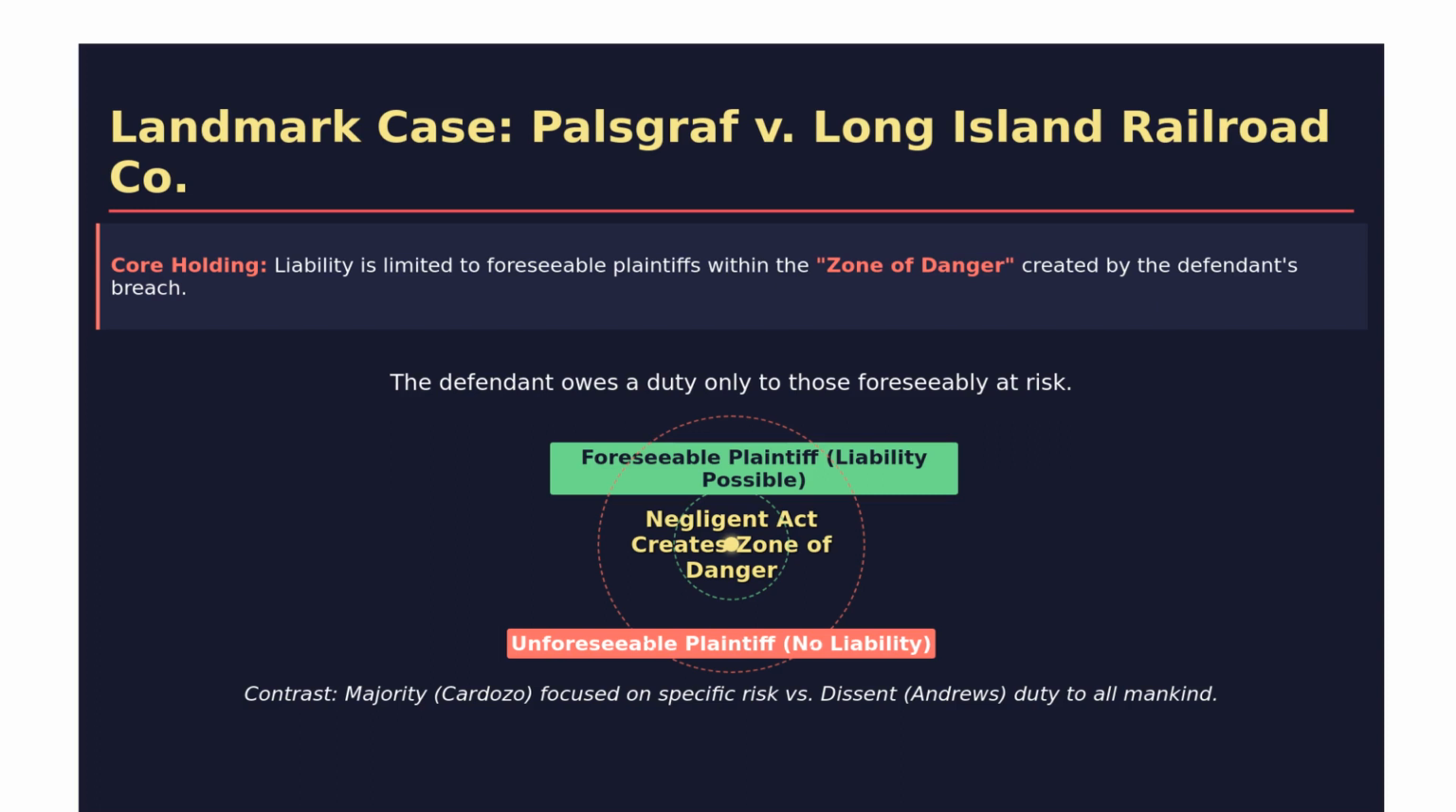The dissent, however, argued for a broader view, suggesting that if you breach a duty to anyone, you owe a duty to all mankind. For the bar exam, remember the majority rule: foreseeability defines the plaintiff.